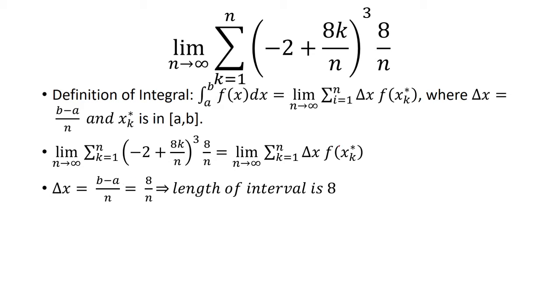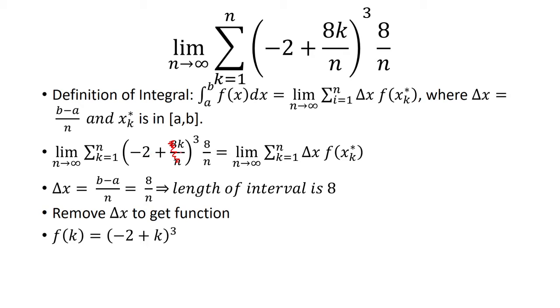And clearly we see that delta x has to be b minus a over n. So that's the 8 over n. Here the length of the interval is 8 because b minus a is 8. And in order to get the function, you need to remove delta x. So for us, delta x, we said, is 8 over n. So just remove 8 over n to get your function.